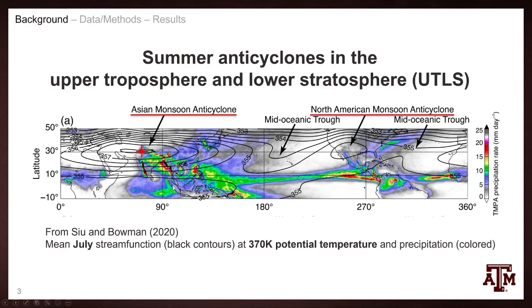We also know that during summertime, the Asian monsoon produces a lot of precipitation, as you can see in South Asia and Southeast Asia over here. And there is also a monsoon in the Western Hemisphere called the North American monsoon, or the Mexican monsoon. During June, July, August, there is a lot of convection and precipitation in this area over the west coast of Mexico. Later on, I will show that these anticyclones are connected to convection inside these areas.